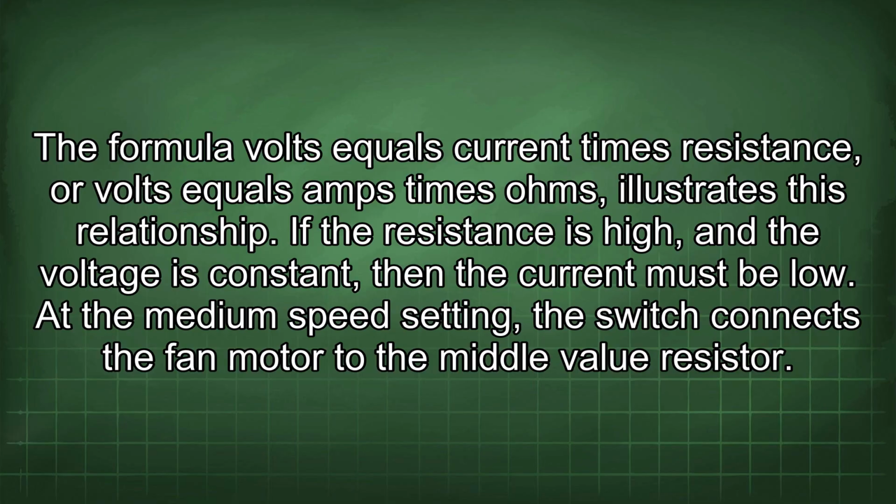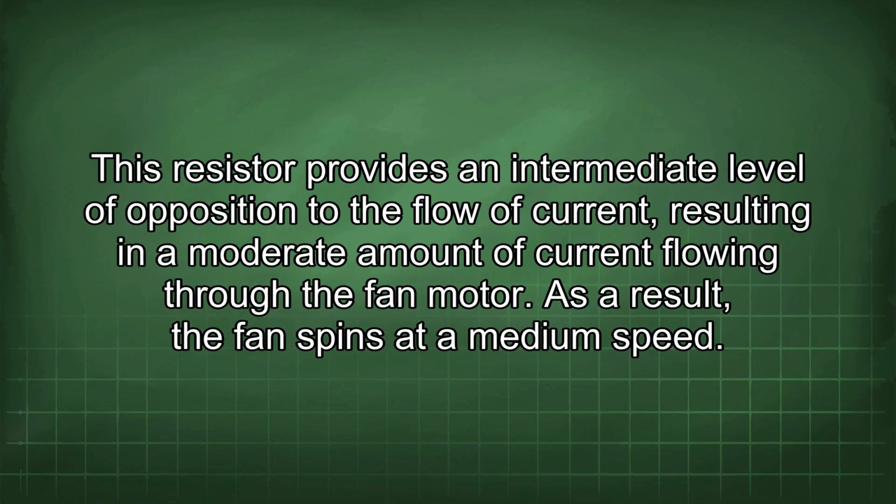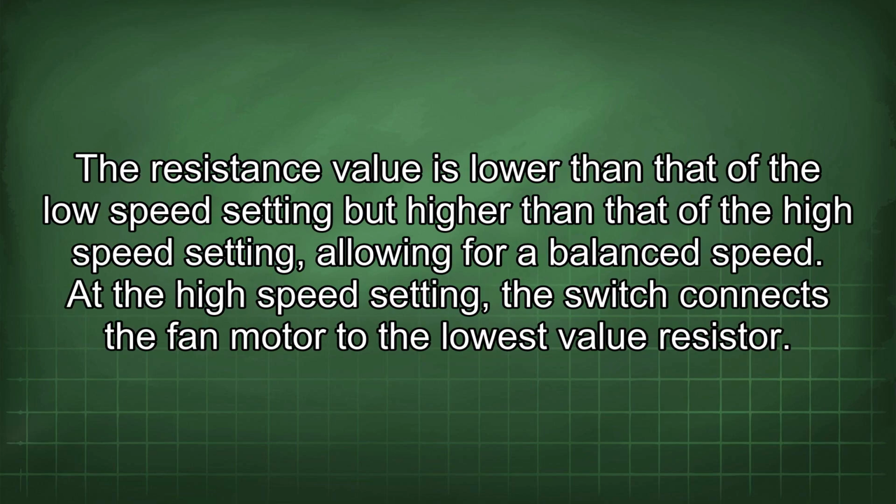If the resistance is high and the voltage is constant, then the current must be low. At the medium speed setting, the switch connects the fan motor to the middle value resistor. This resistor provides an intermediate level of opposition to the flow of current, resulting in a moderate amount of current flowing through the fan motor. As a result, the fan spins at a medium speed. The resistance value is lower than that of the low speed setting but higher than that of the high speed setting, allowing for a balanced speed.